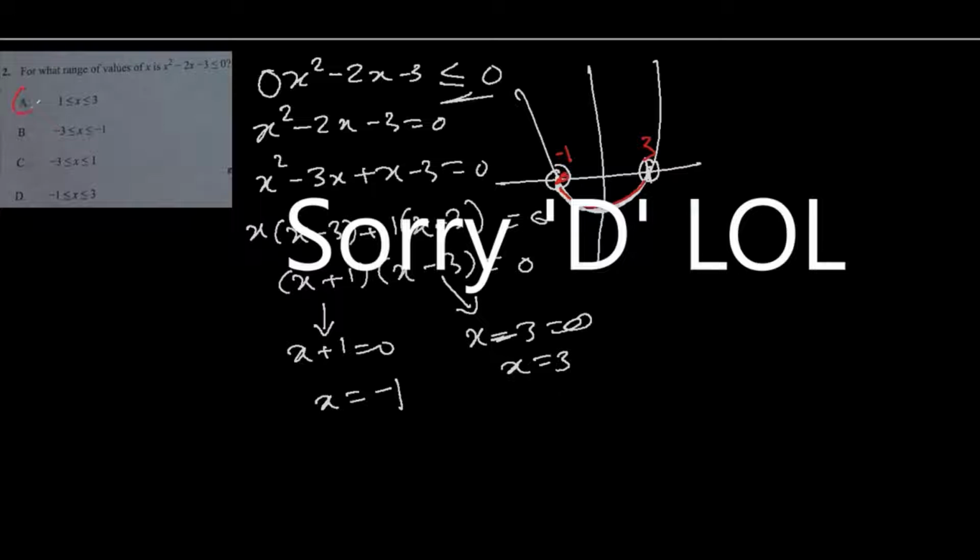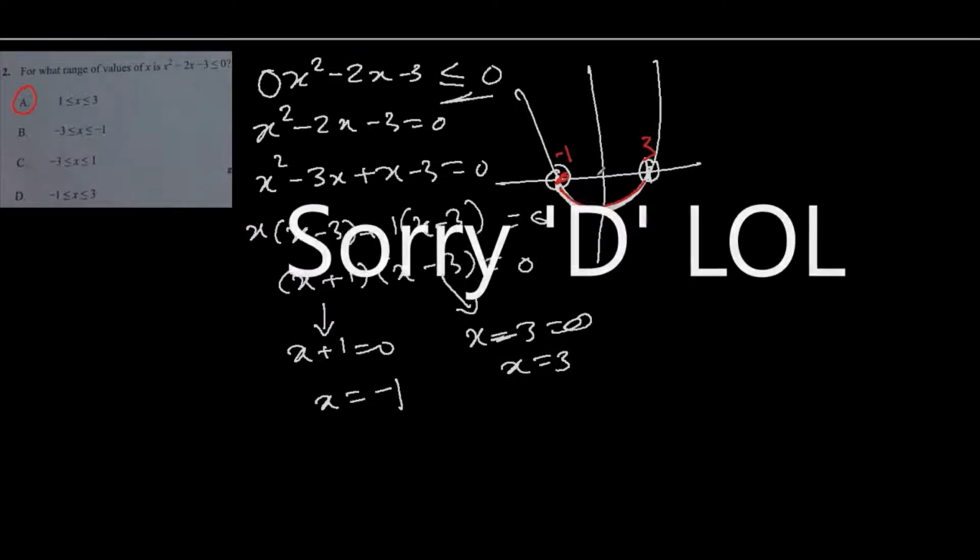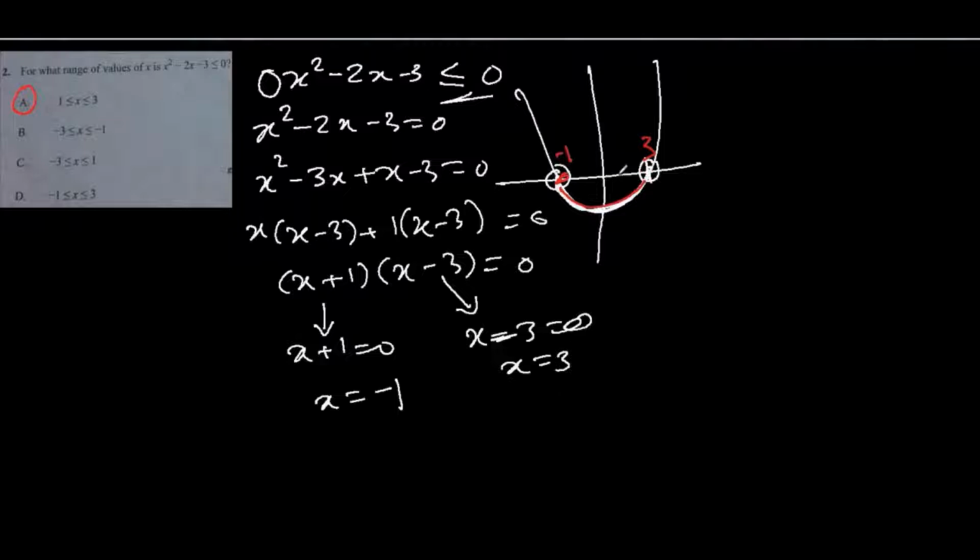A is the answer. But let's verify. Let's take a number between minus 1 and 3. So let's say I'm taking 0.8. Very odd. 0.8. So let's put 0.8 here in the inequality rather. 0.8 squared minus 2 times 0.8 minus 3. Is it less than 0? If yes, our answer is right, and 100% it will be less than 0.